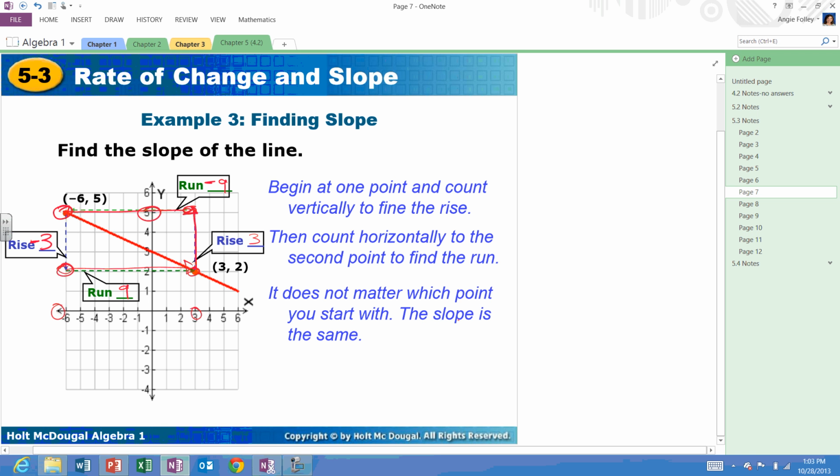And it does not matter which point you start with, the slope's going to be the same. So technically our slope is going to be our rise over our run. We need to pick only one of them to have a negative in this case. So we would match this rise with this run. So it would be 3 over -9, which simplifies to -1 over 3.